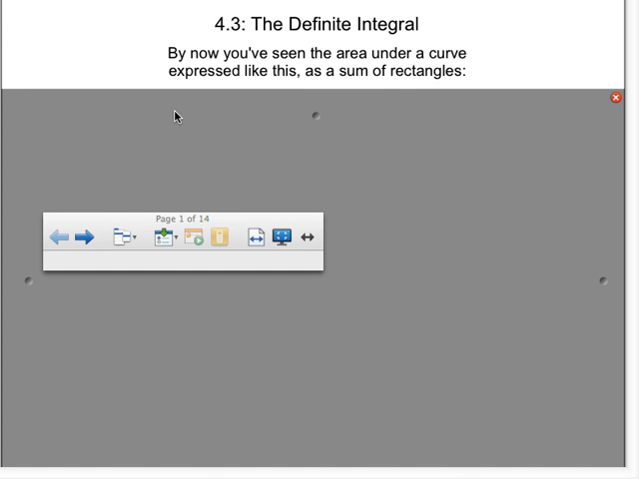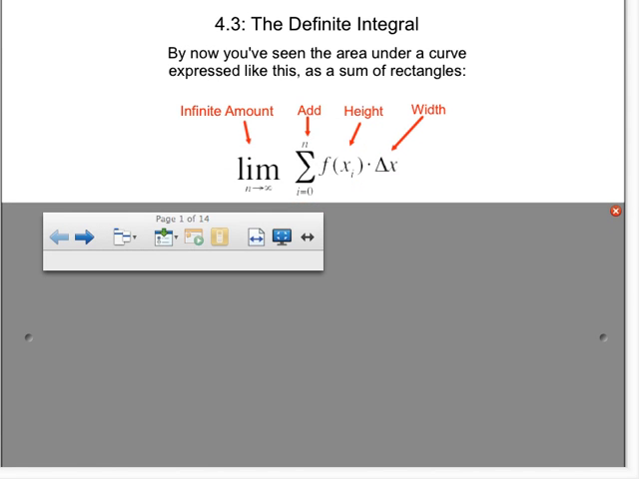Talking about today is the definite integral. By now, you've seen the area under a curve expressed like this, as a sum of rectangles. Would you guys agree with that? Does this look halfway familiar? Yeah. So, what does the delta x represent?